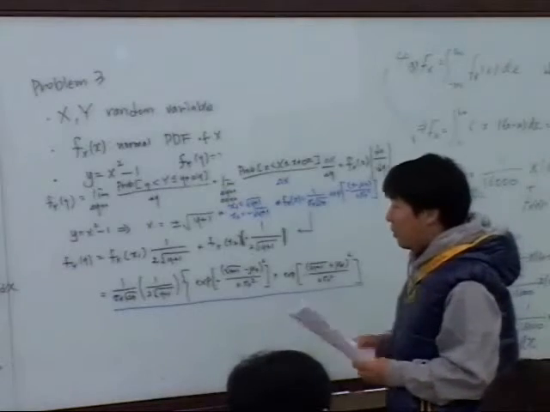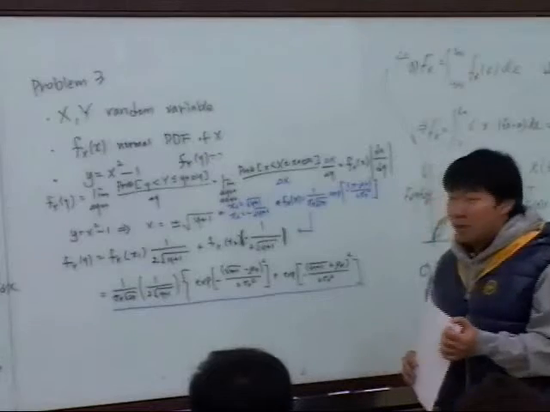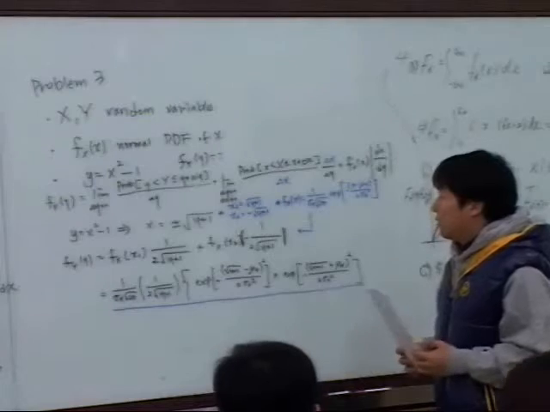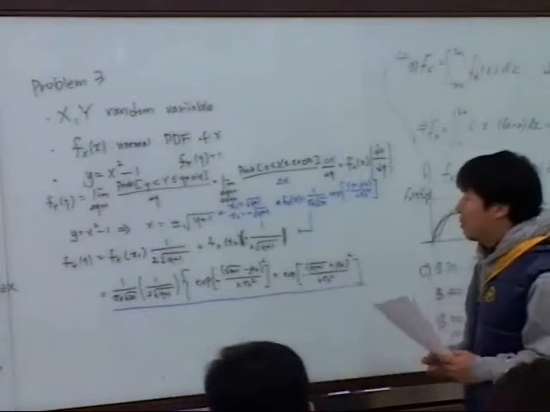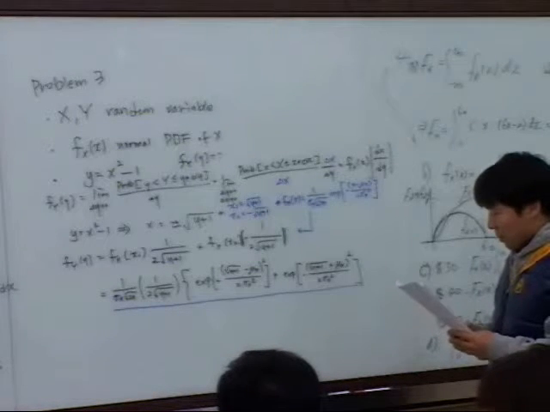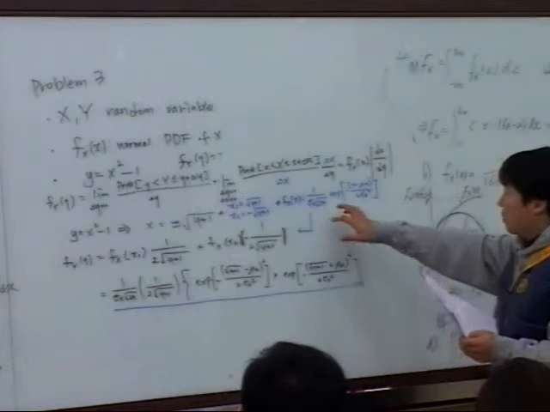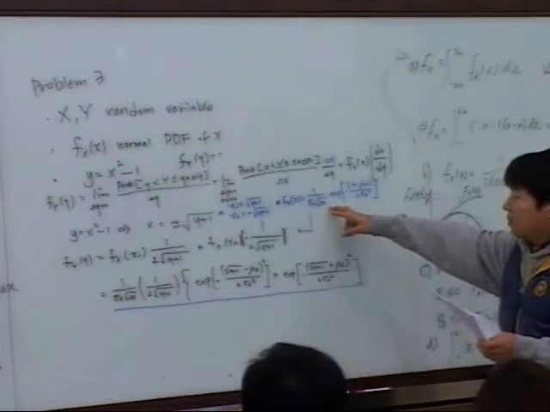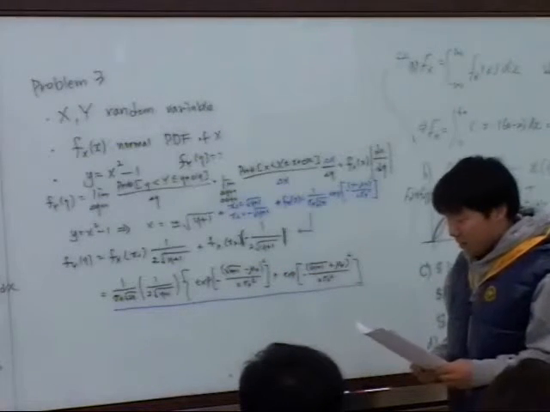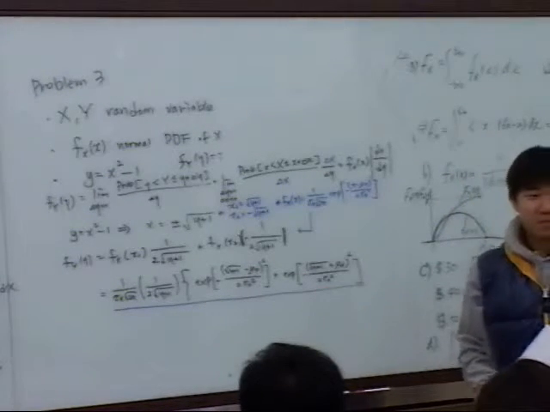And when you solve for the x value, there are two values: a plus sign and a minus sign. So x1 is the plus sign and x2 is the minus sign. Then fx is the normal probability density function, and that is like this. So we can get the probability density function of y like this.